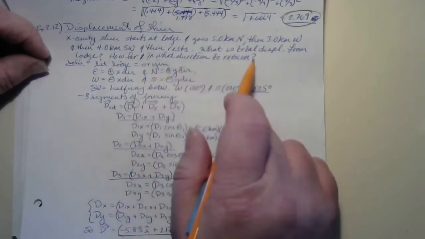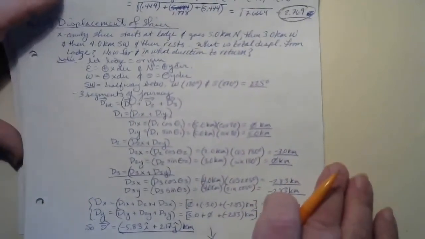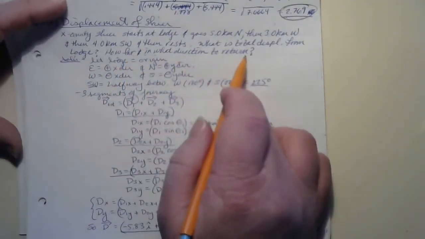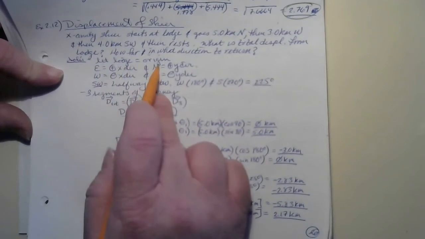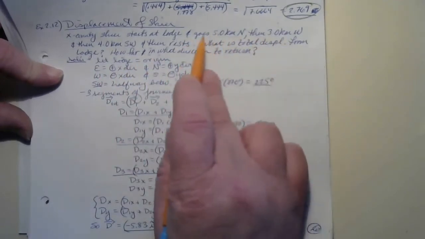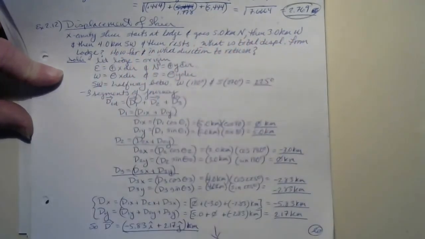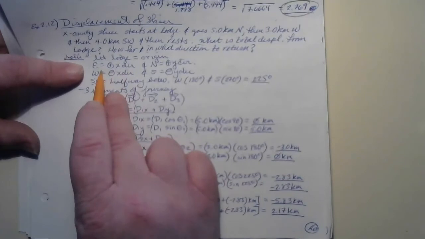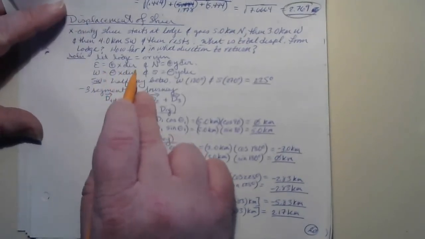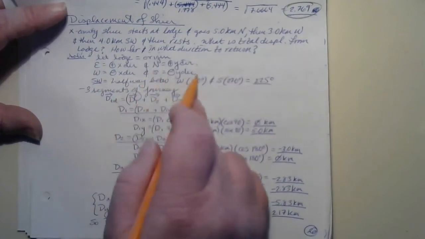Okay, so essentially to return, it's just the inverse of the displacement vector. So once we find the displacement vector, saying how far and what direction to return should be pretty easy. So we're going to define the lodge as the origin, since the original distance was measured from the lodge, and then all the other distances were measured from the last step. We're going to define, as usual, east will be the positive x direction, and north will be the positive y direction. That means that west will be the negative x direction, and south will be the negative y direction.